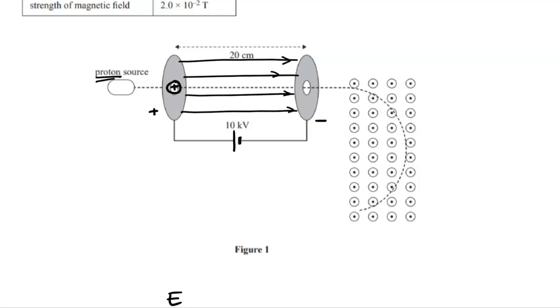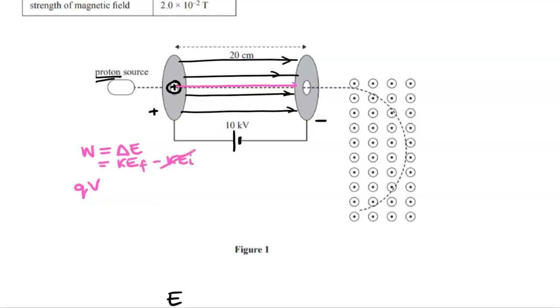This field is going to be doing work on the proton as it moves from this plate to the other, because it's moving in the direction of the field. And that work is equal to QV. Now remember, we said work was equal to a change in energy. And in this case, it's a change in kinetic energy, and change in would be KE final minus KE initial.